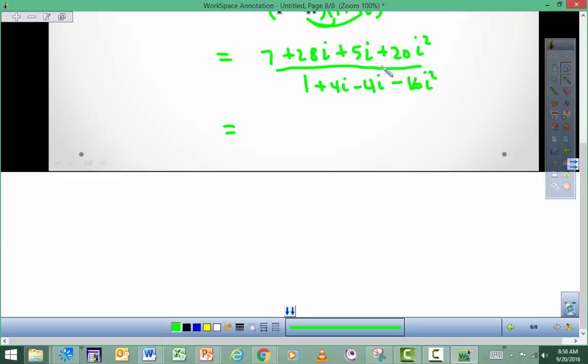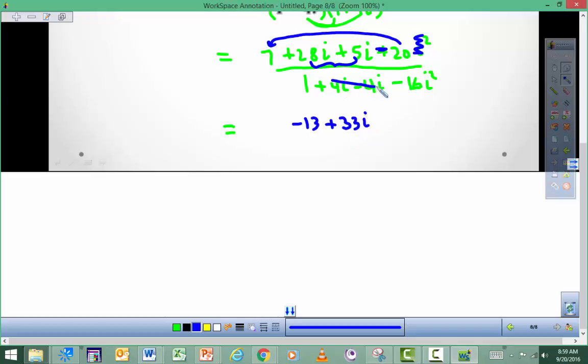Let's start off with this one over here. I squared is negative 1, so if we change that to negative 20 and then get rid of that, we can then combine it with this one. So that gives us negative 13. Okay, and then we can combine these two i's together. That gives us plus 33i.